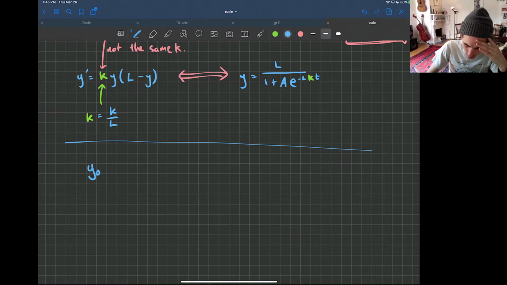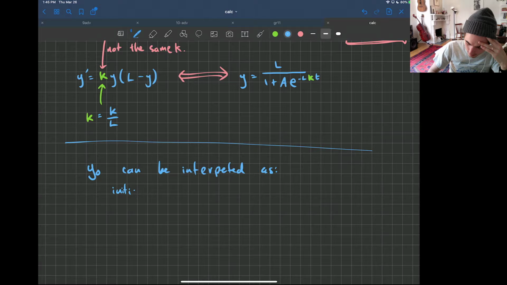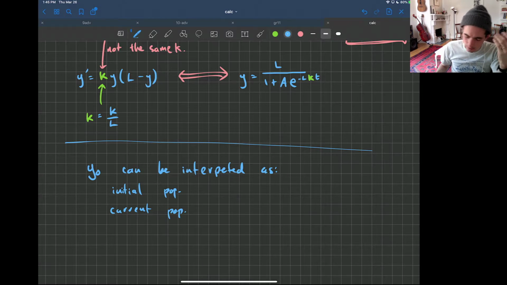So y naught can be interpreted as initial population or current population.